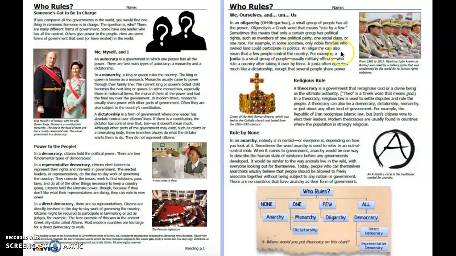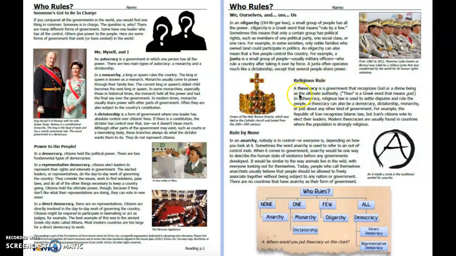An oligarchy can also mean that a few people control a country. For example, a junta is a small group of people, usually military officers, who rule a country after taking it over by force. A junta often operates much like a dictatorship, except that several people share power.